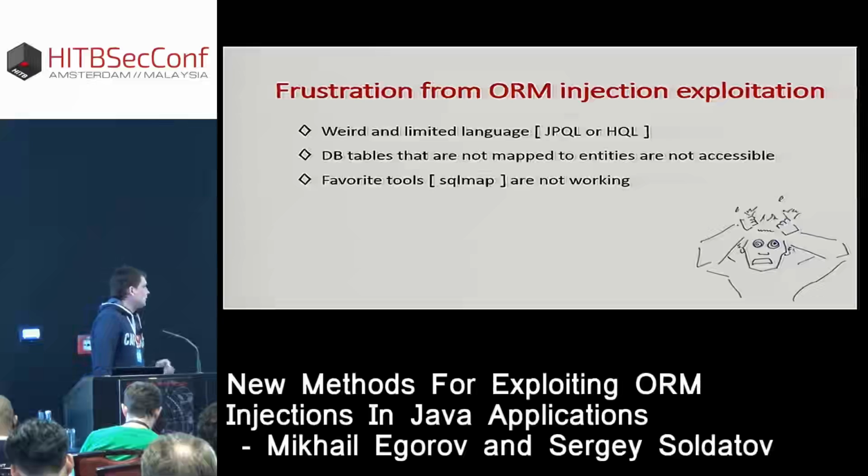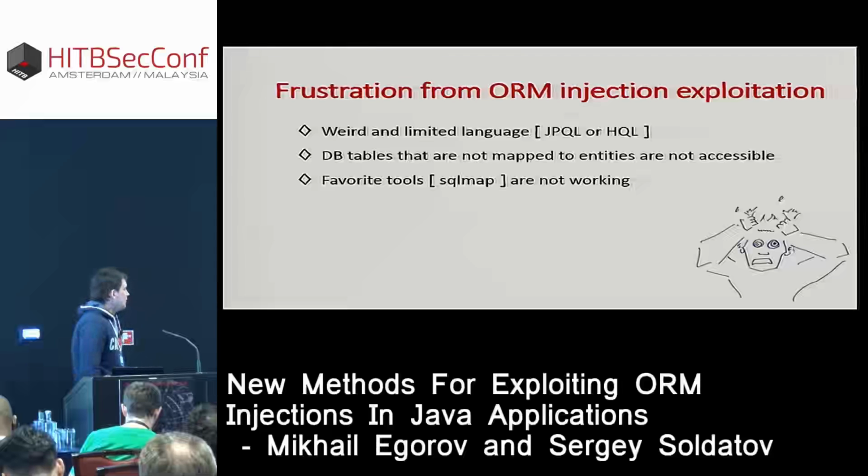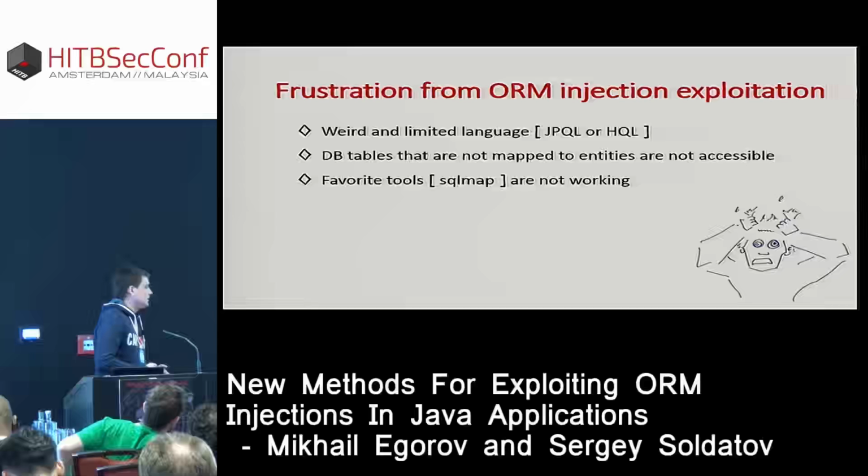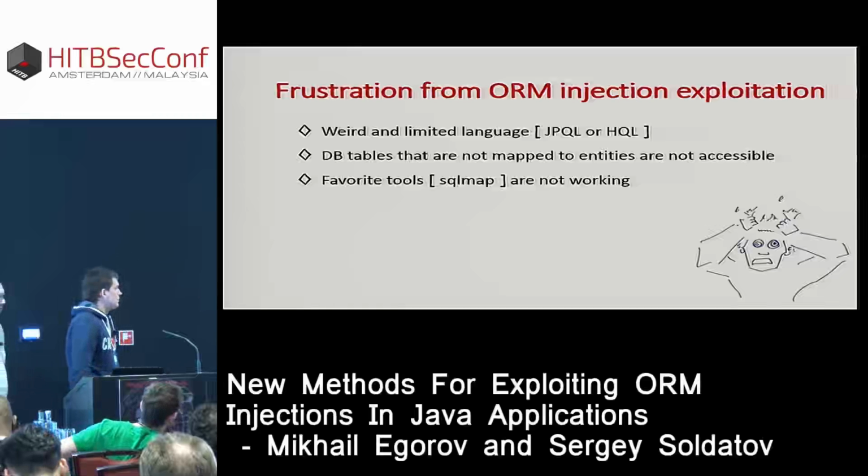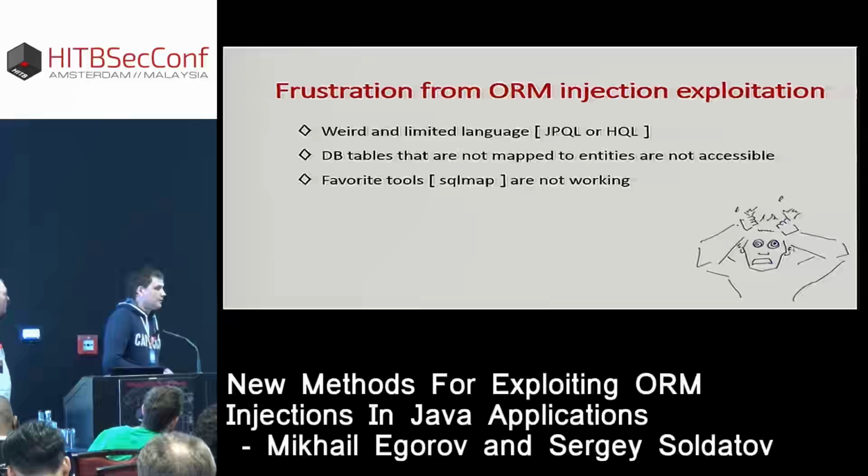An unequipped attacker will likely feel frustration trying to exploit ORM injection, and there are three main reasons for that. JPQL or HQL have a weird and limited syntax, so not all SQL statements will work. For example, JPQL does not support unions.